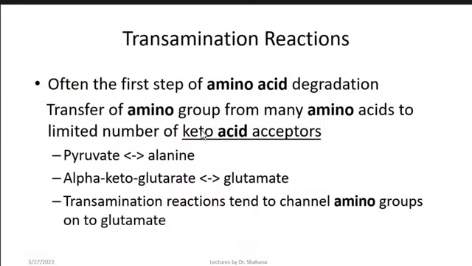What are the major reactions? The major reaction is the transamination reaction, and this is the first step of amino acid degradation. Here the amino group is transferred from many amino acids to a limited number of keto acid receptors. For example, pyruvate and alanine are converted towards alpha ketobutyrate, and the transamination reaction tends to channelize the amino group onto glutamate.